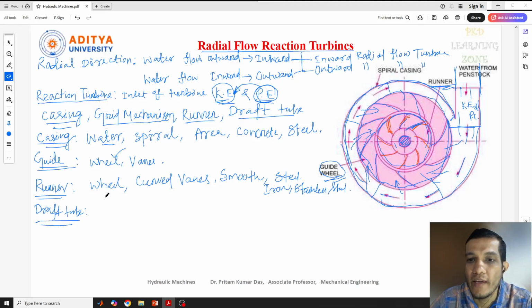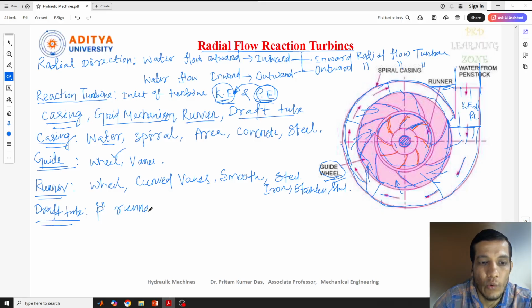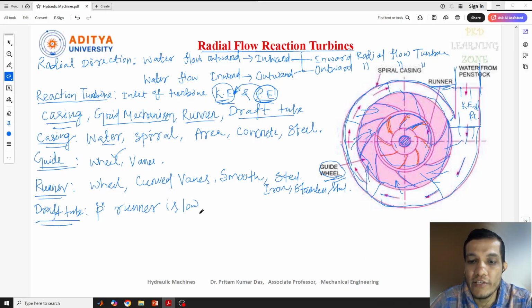The draft tube is used to maintain the pressure. As I told you, there is a pressure difference which occurs in this reaction turbine when the water flows from outside and exits from the shaft part or runner part. I'll tell you how this pressure difference happens. Let's see the draft tube. The pressure at the exit of the runner is very low, and the draft tube is to keep the negative pressure impact on the turbine.